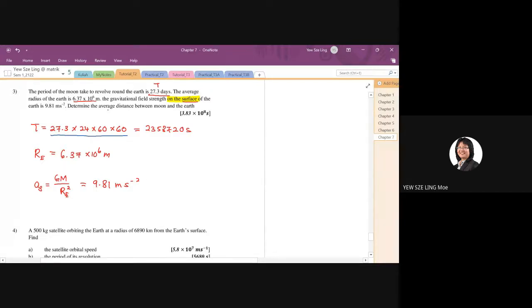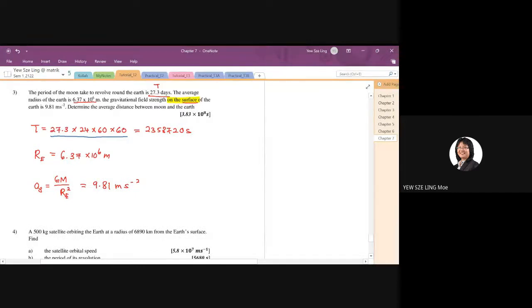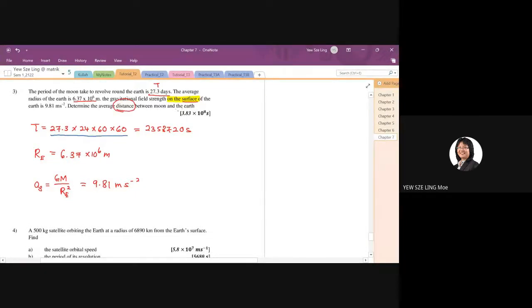Next, it asks you to determine the distance. Don't be fooled by the term average once again. What you want to determine is just the distance between the moon and the Earth. So you want the R. How are we going to calculate it then?